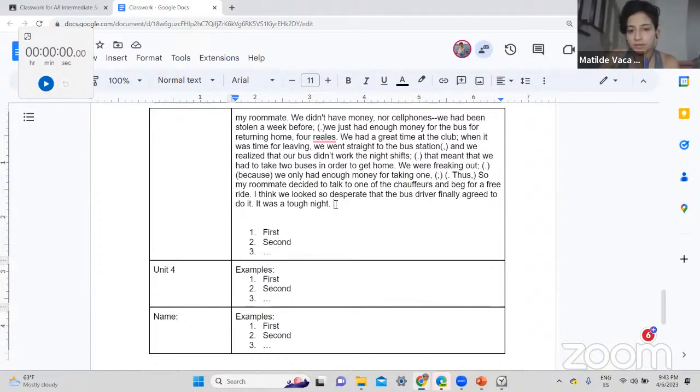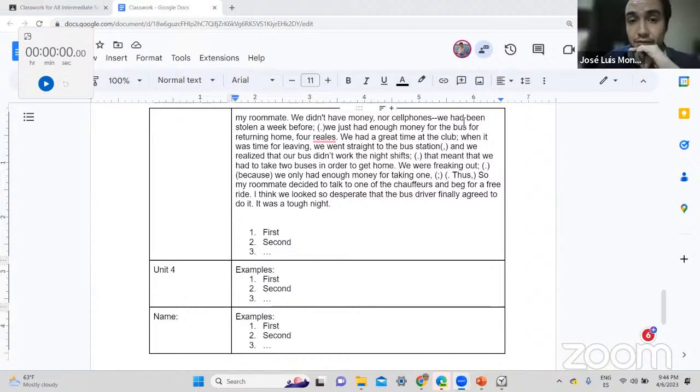Yeah, it's the part. It's very clear. I just have one question. While I was writing, I wasn't sure about that part that says we had been stolen. I wasn't sure if I should put, yeah, past perfect or we were stolen.